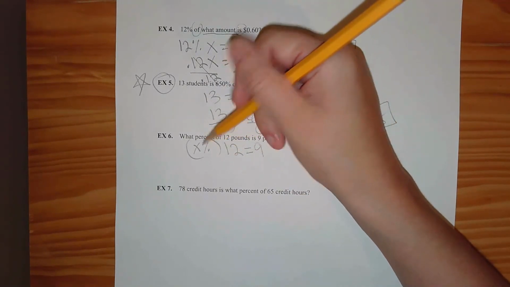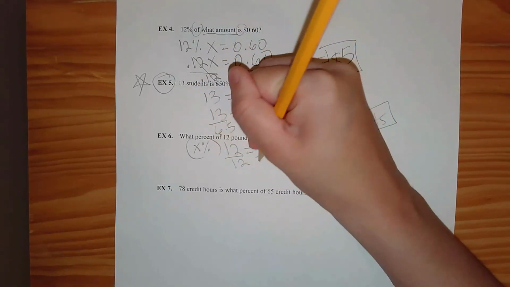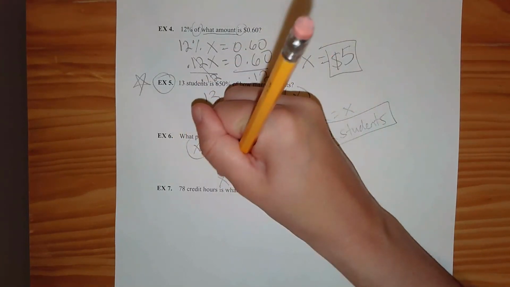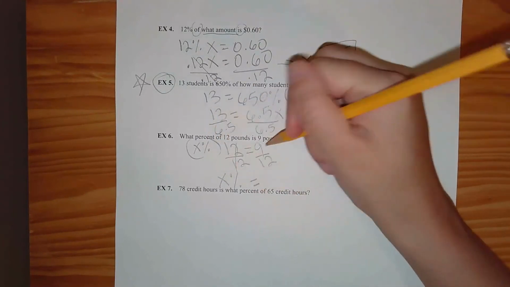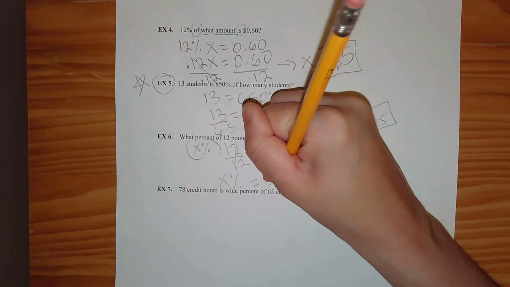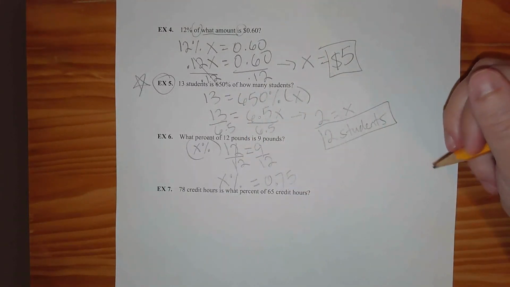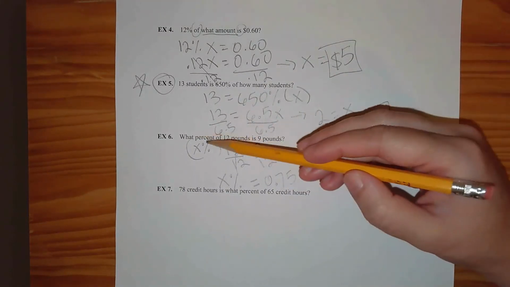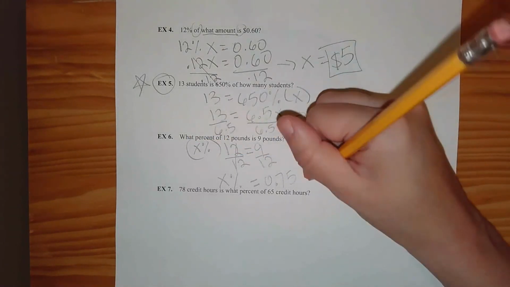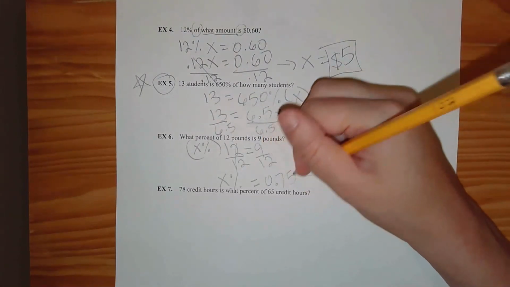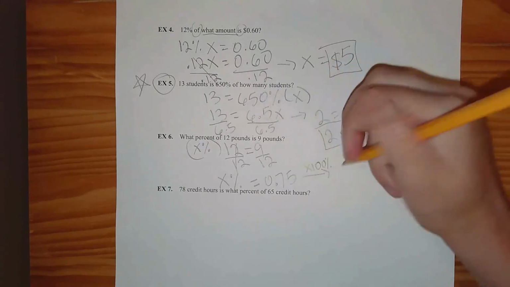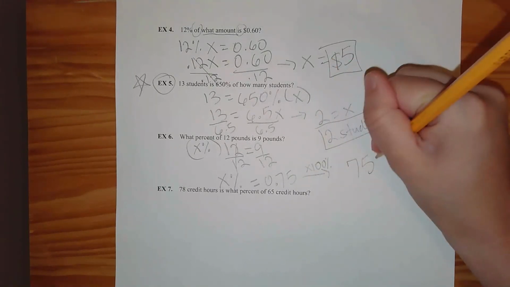So if I want to solve for x, I'm going to divide both sides by 12. 12 divided by 12 is 1, so now I will have that missing percent equal to 9 divided by 12, which is 0.75. Now, you'll notice that this answer is a decimal, but they're asking for a percent. What percent? So I do need to convert this from a decimal to a percent. So to convert from a decimal to a percent, you'll multiply by 100%, and you'll get 75% as an answer.